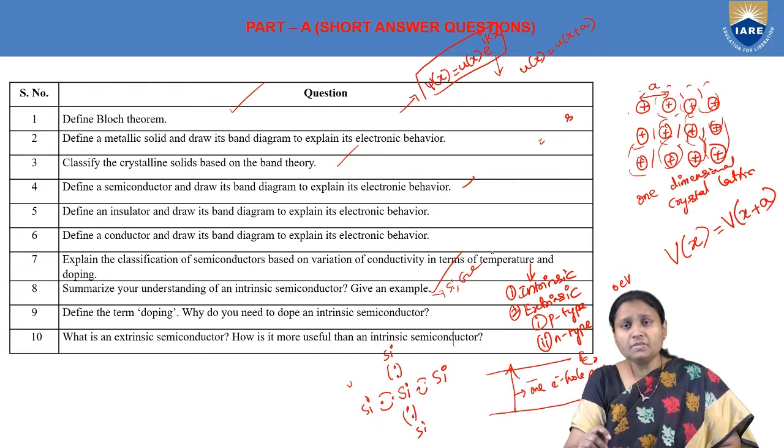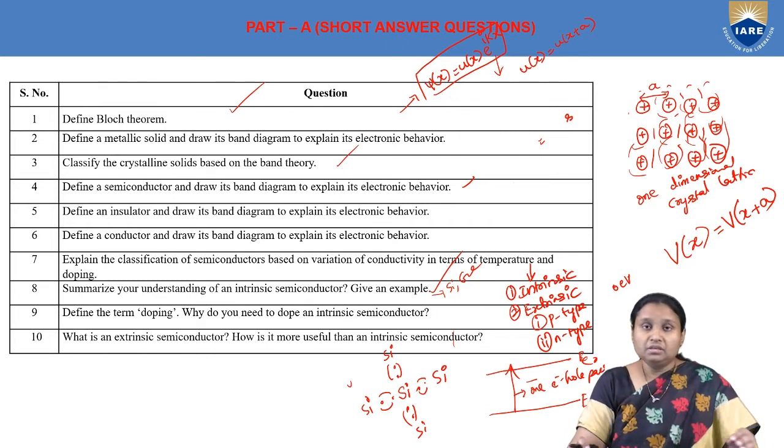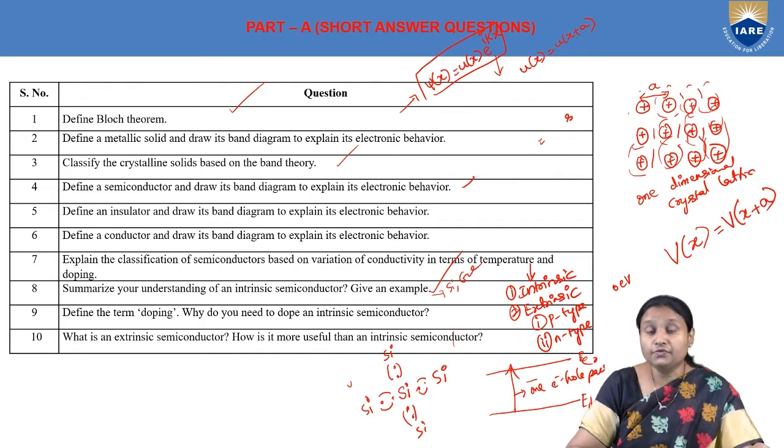Then next, ninth question: define the term doping and why do we need to dope an intrinsic semiconductor? Doping is the process in which we add certain foreign atoms or impurities to an intrinsic semiconductor. What is our main aim? The main aim is to increase conductivity, or the number of charge carriers, at low temperatures. Generally, to make an intrinsic semiconductor a conductor, we have to go for high temperatures. But by doping, we increase the number of charge carriers as well as electrical conductivity at low temperatures. That is our main purpose behind doping an intrinsic semiconductor.